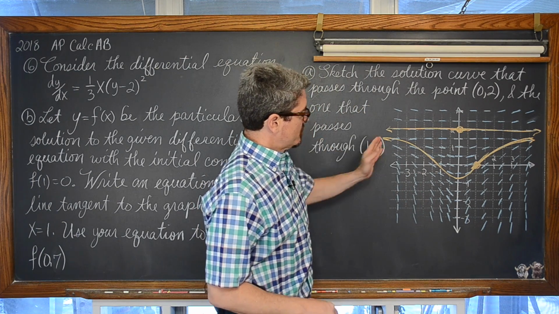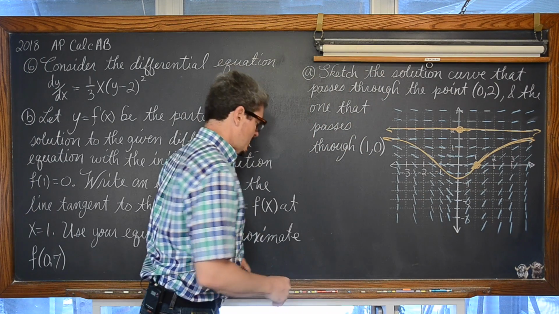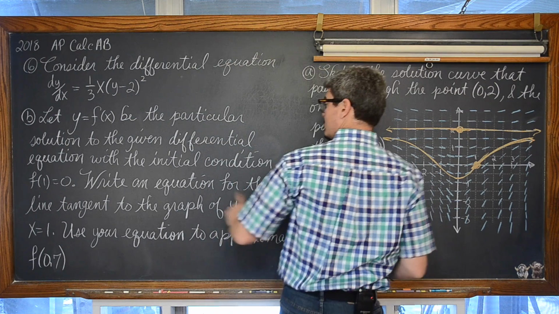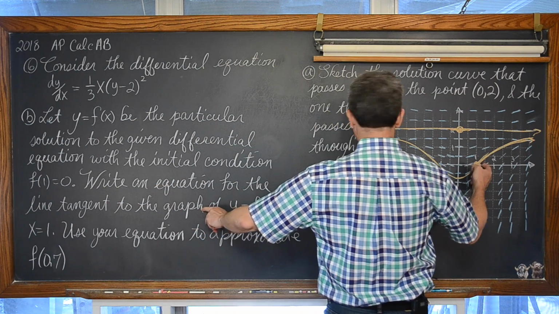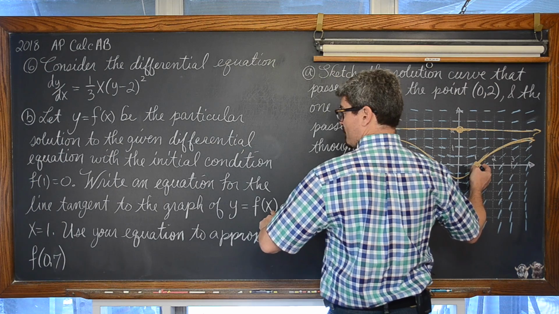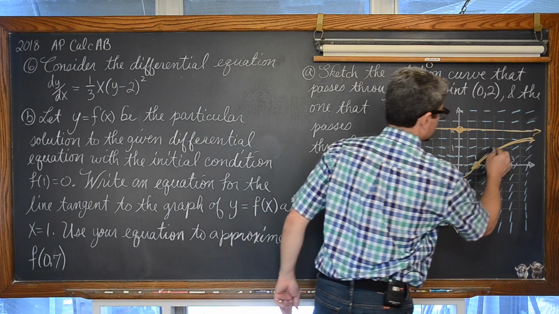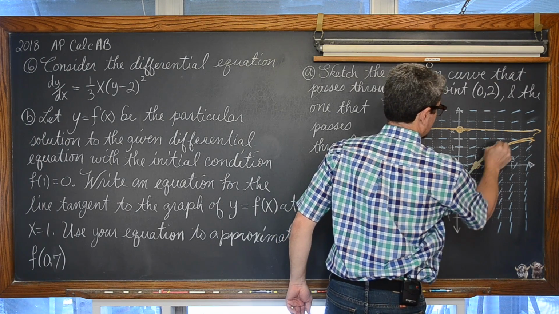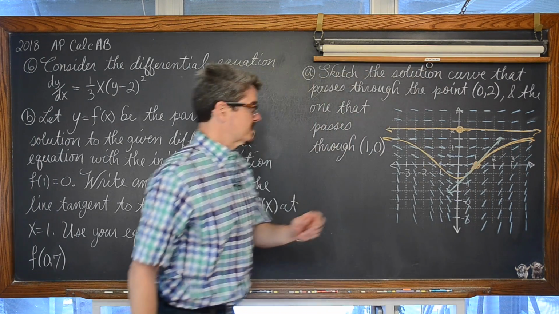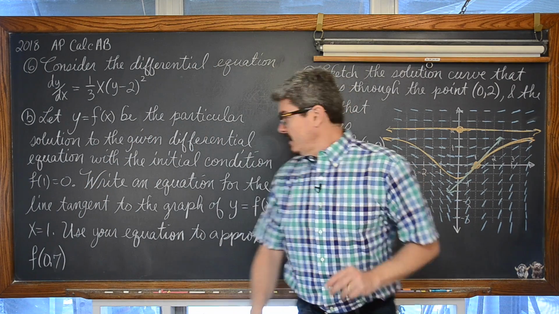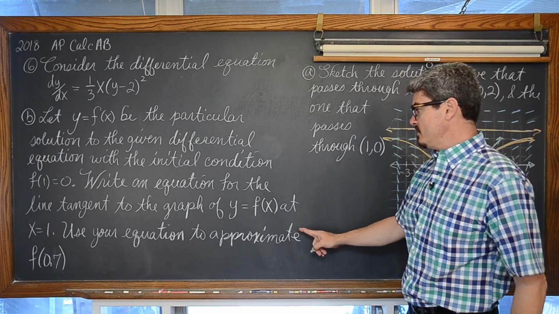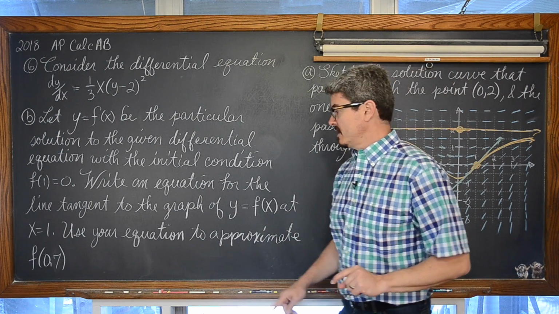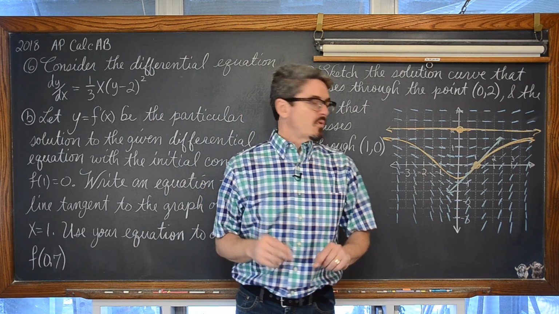If I have done a reasonable job of drawing my solution curve, then we're talking about a line tangent to this graph, y is equal to f of x at x equals 1. So we're going to find the equation of a tangent line that looks maybe something like this. My sketch through the slope field is just a rough sketch. And we're going to use the equation of the linear tangent line to approximate the function's value at 0.7.